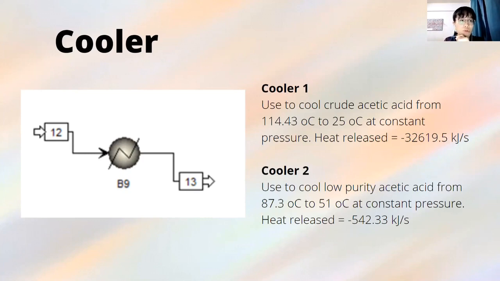Cooler 1 is used to cool crude acetic acid from 114.43 degrees Celsius to 25 degrees Celsius at constant pressure. The heat released from the hot crude acetic acid is 32,619.5 kilojoule per second, while cooler 2 is used to cool low purity acetic acid from 87.3 degrees Celsius to 51 degrees Celsius at constant pressure. The heat released is 542.33 kilojoule per second.